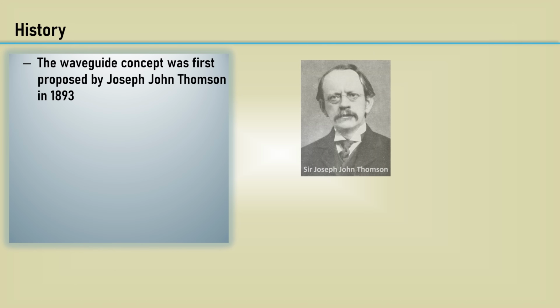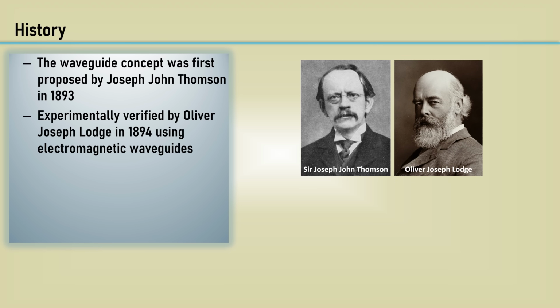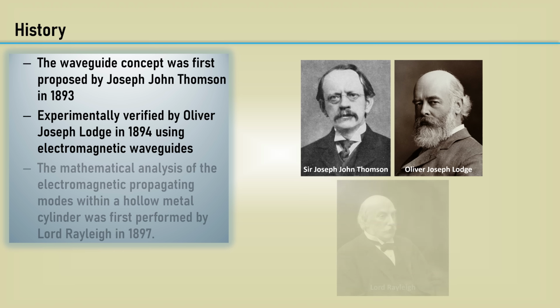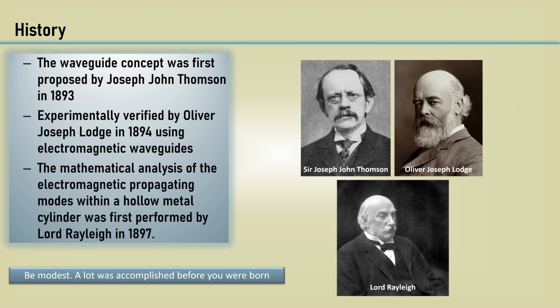The waveguide concept was proposed by J.J. Thomson in 1893 and was experimentally verified by O.J. Lodge in 1894 using electromagnetic waveguides. The mathematical analysis of the electromagnetic propagating modes within a hollow metal cylinder was first performed by Lord Rayleigh in 1897. You should do an internet search on Lord Rayleigh. He was a most brilliant engineer. The takeaway from this should be a phrase that I picked up many years ago. Be modest. A lot was accomplished before you were born.